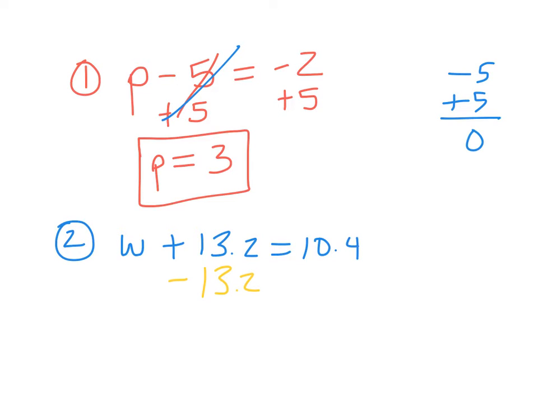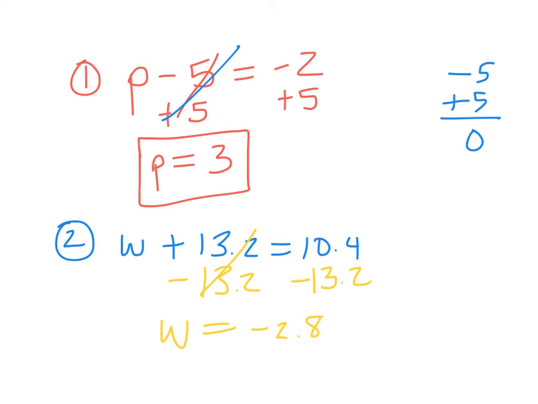Whatever I do to the left side of the equal sign, I have to do to the right side of the equal sign. So positive 13.2 and negative 13.2 is 0. So that's gone. I'm left with just the w. Now what is 10.4 minus 13.2? You're going to have a negative number. I think it's negative 2.8. Yep, negative 2.8.